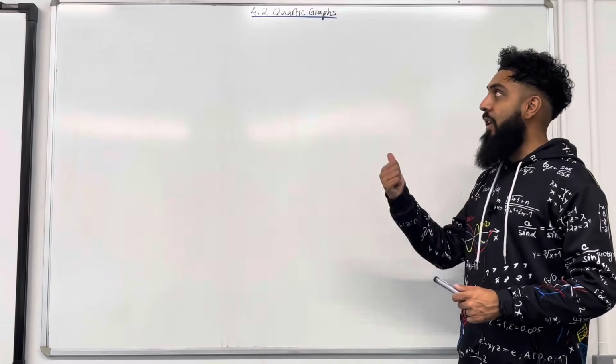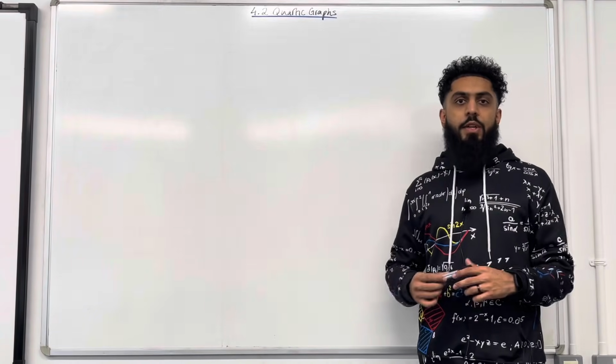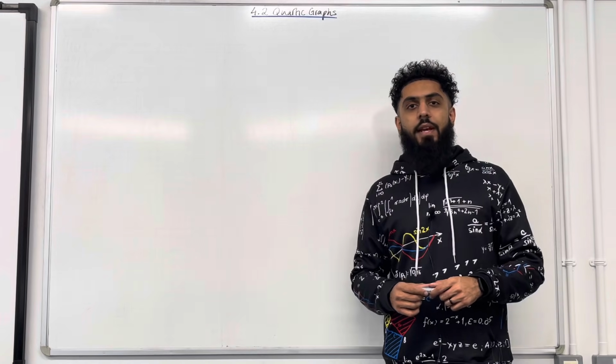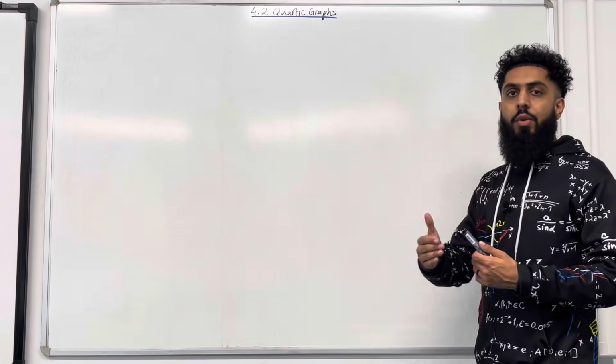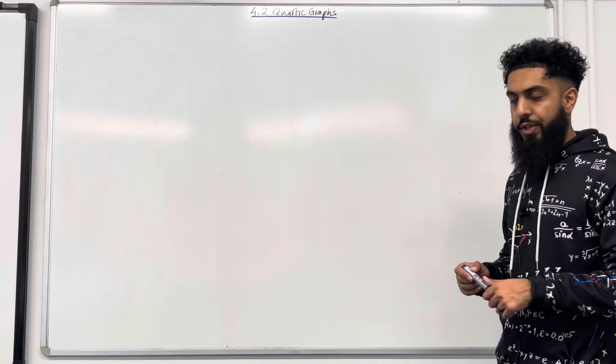In this teaching video, I'll be looking at 4.2 quartic graphs. 4.2 represents Chapter 4, Section 2 of the Pearson A-Level Maths Pure Maths Year 1 textbook. So I'm going to start this teaching video by going through the key facts of this particular section.